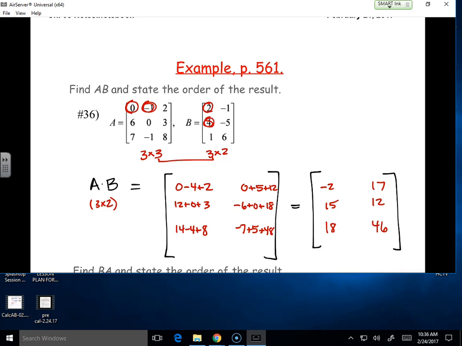If you want to see where my very first one came from, I multiplied all of the corresponding entries: 0 times 2, negative 1 times 4, 2 times 1. I'll show you the very first one. Cross down, and then we went cross over down. The same thing with the same row. We had to go to both columns to get both entries.